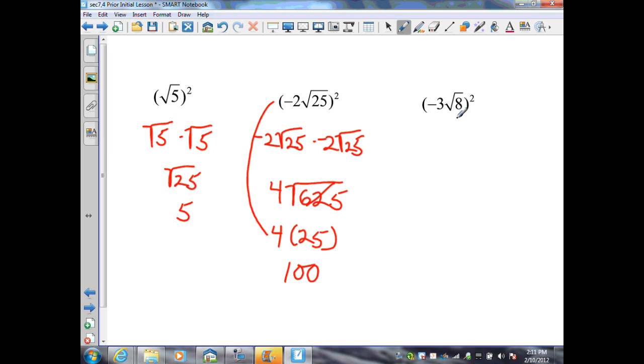Recall, I can do the shortcut, which is (-3) squared, which is going to give me -3 times -3, which is 9. And the square root of 8 squared is 8. Therefore, my solution is 72. But I can still use the long way if I want to perform that task.